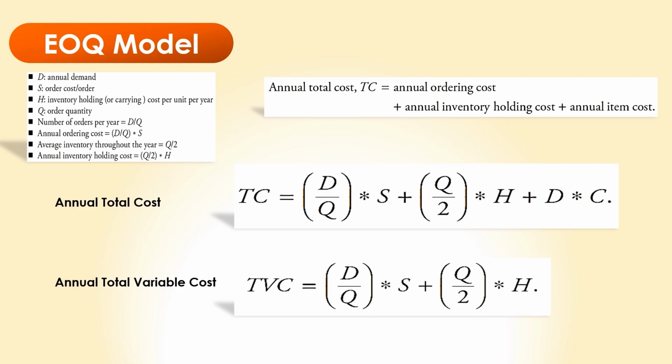Next is annual total variable cost. Since the annual demand would be constant kasi given na siya, then ang magiging variable cost na lang natin is yung annual ordering cost and then yung annual inventory holding cost. So ayan, malinaw naman, no? Now let's have an example to elaborate these formulas.